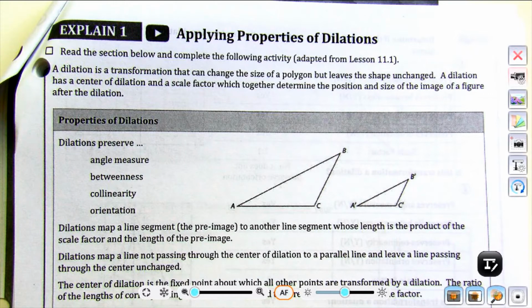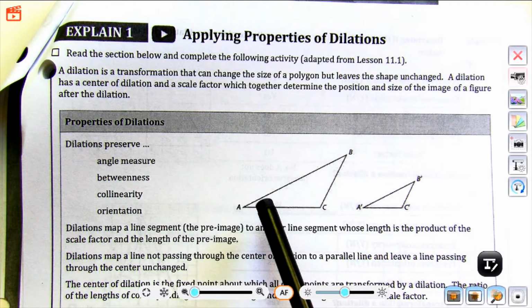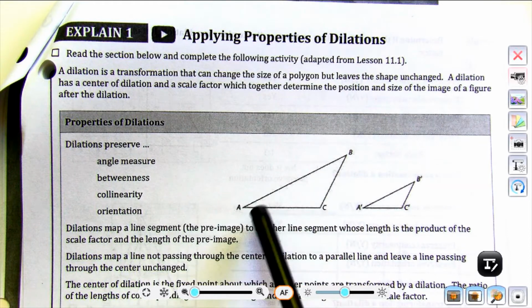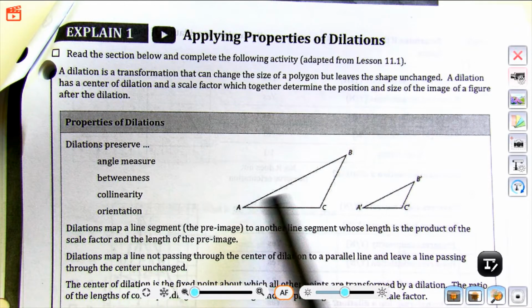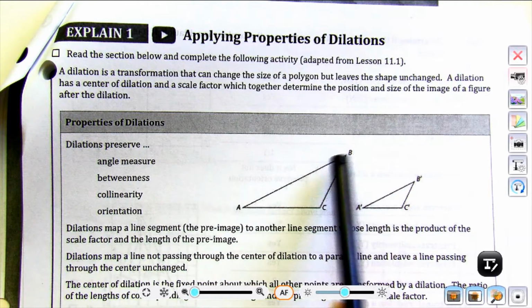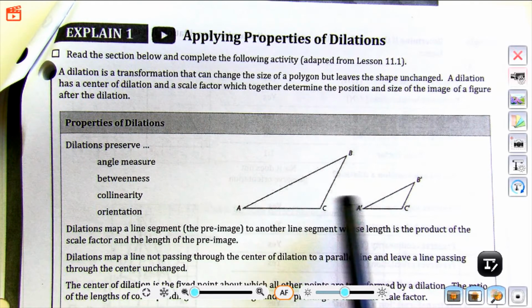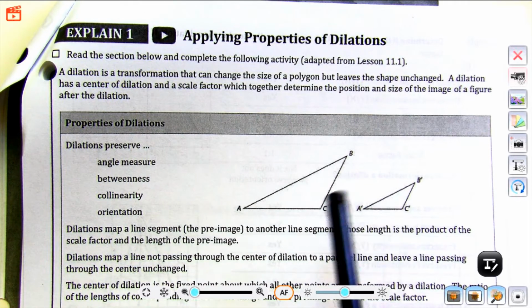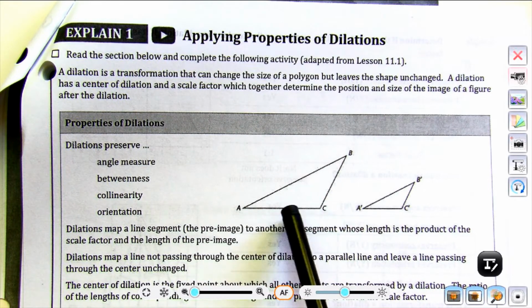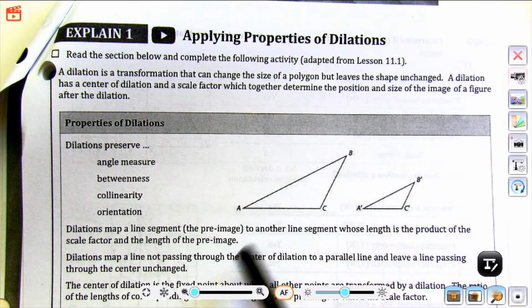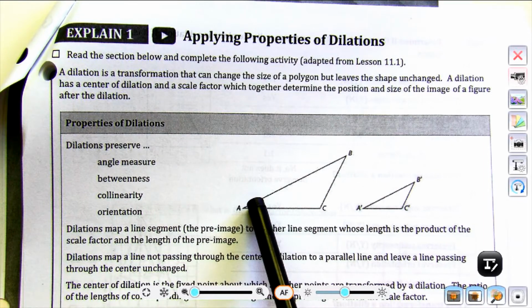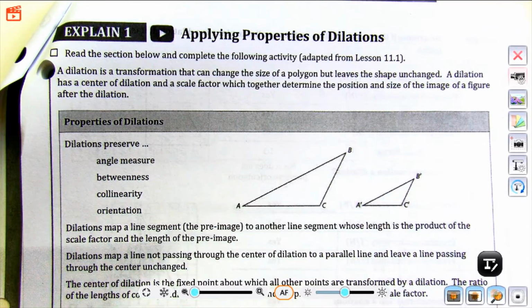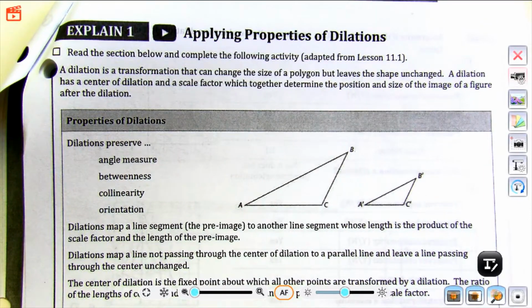We have angle A right here, and then angle A prime, angle B and angle B prime, and angle C and angle C prime. For these 2 figures to be dilations, these angle measurements have to be equal to each other. And these have to be equal, and these have to be equal. If there's any change in any angle measure, the 2 figures are not considered to be dilated.